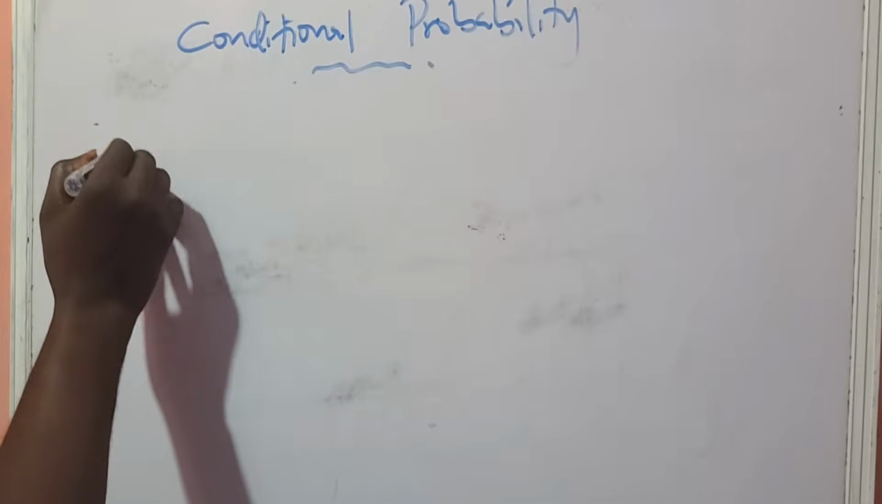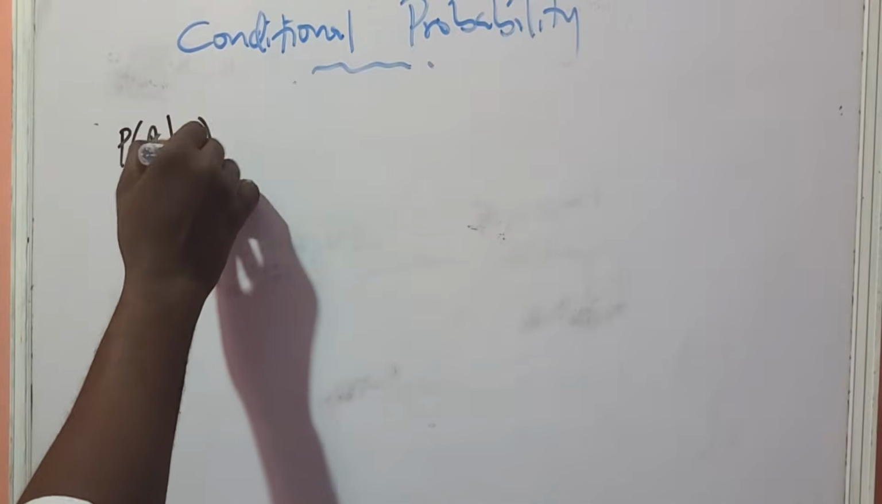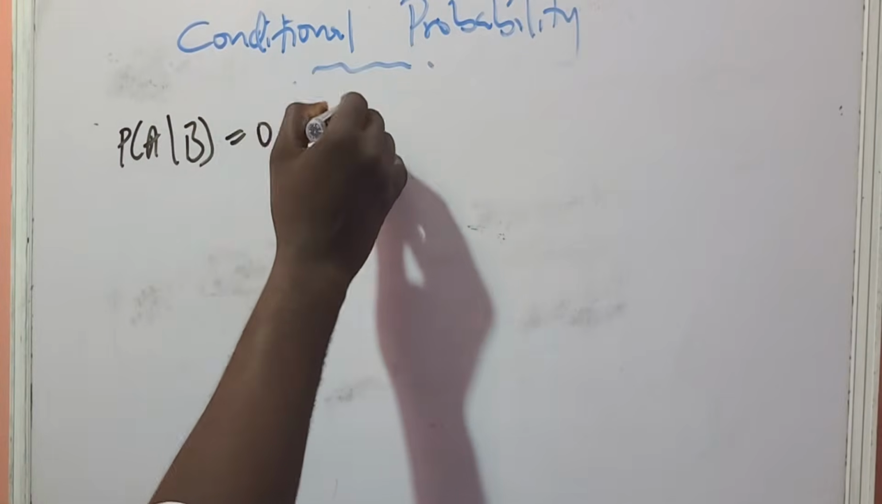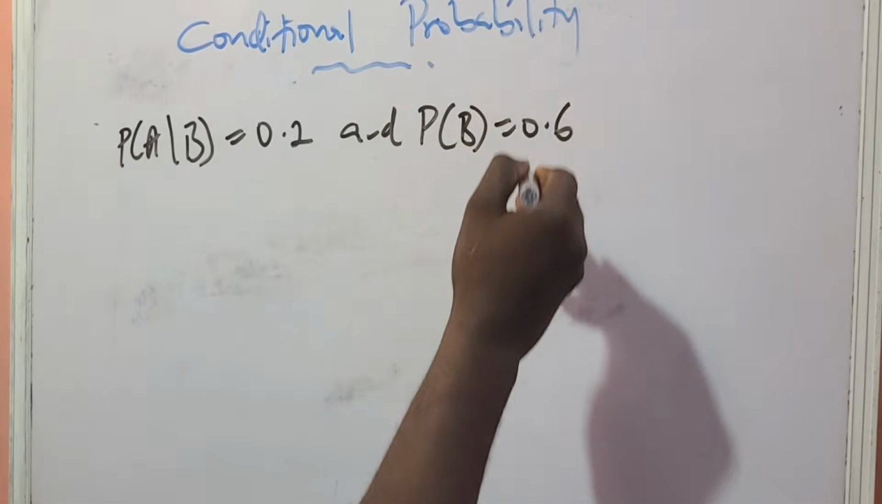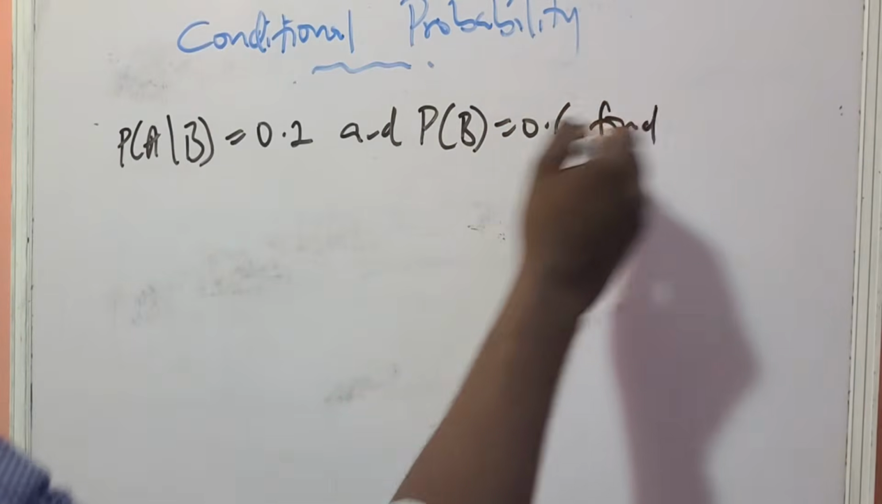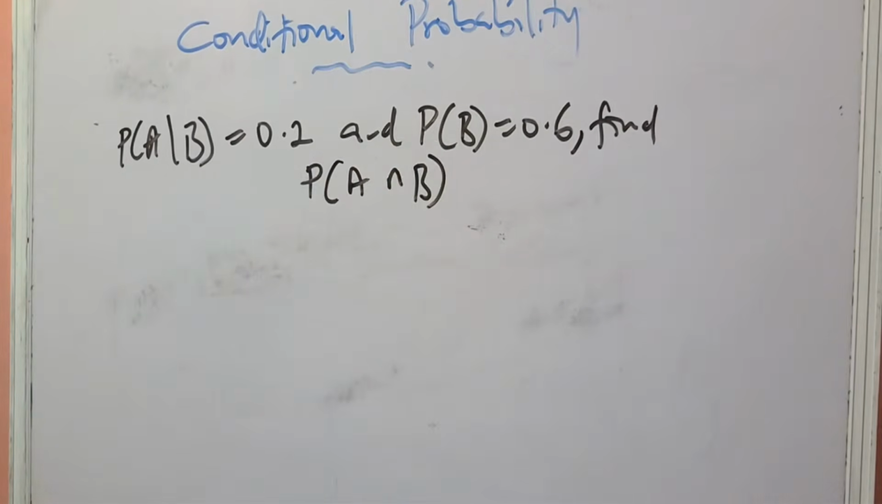So look at this question. We have probability of A given B is given as 0.2, and probability of B is equal to 0.6. The question is for you to find the probability of A intersection B. All right, now you should get quicker in solving this. So probability of A given B is 0.2. Probability of B is 0.6. We'll find probability of A intersection B. All right.